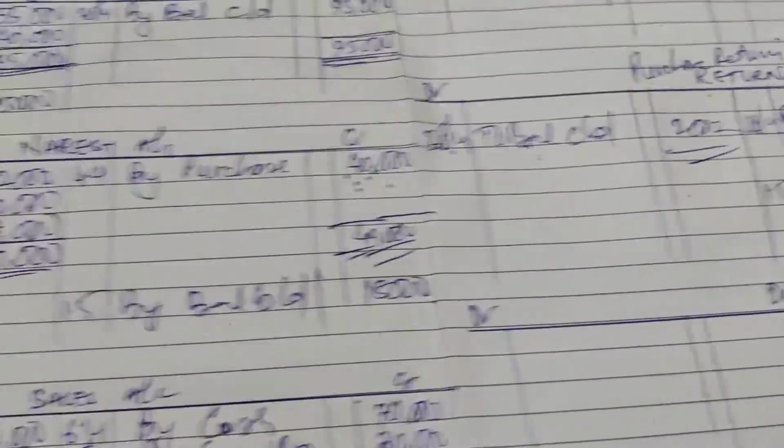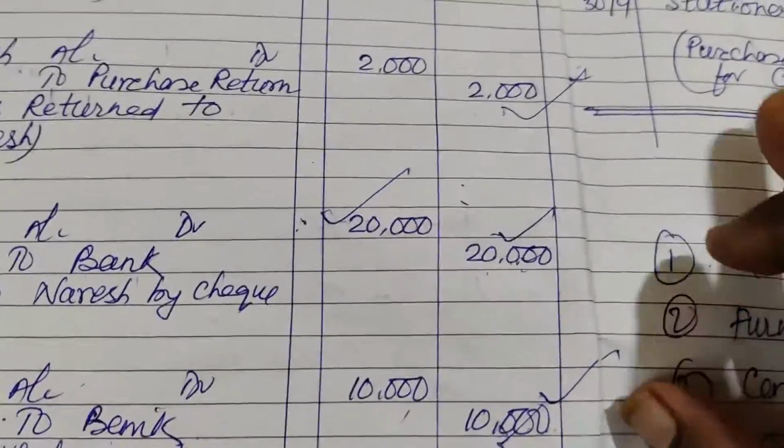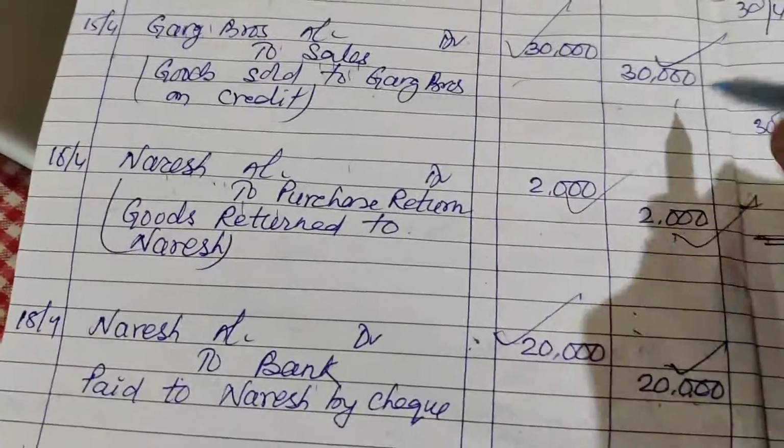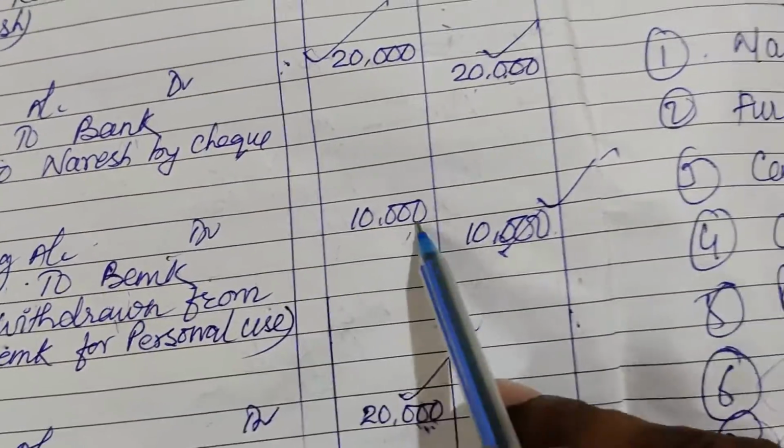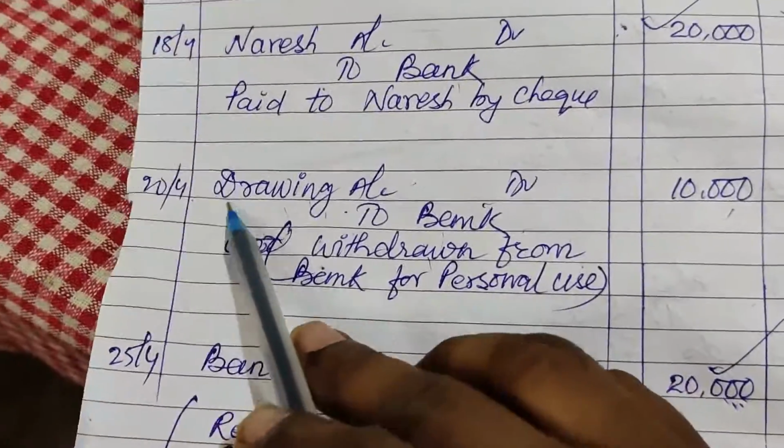Now we will see the drawings. I think Naresh, this one also we have done. Naresh 2,000, we have posted here. So drawings is 10,000, drawings on 20th April.